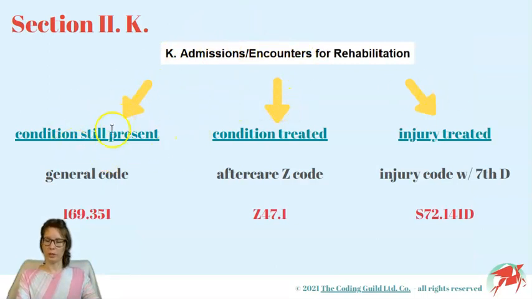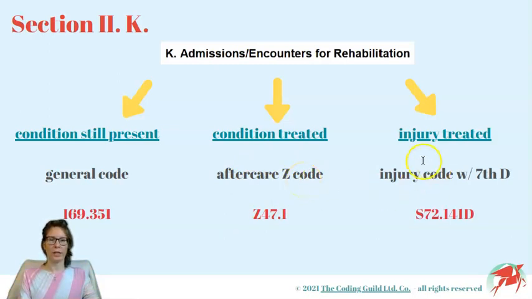If the patient is being rehabilitated for a condition that is still present and is probably not going to go away anytime soon, we are to use the normal ICD code for it, such as I69.351 for the hemiplegia following stroke affecting right dominant side. If the condition has been treated and it wasn't eligible for an injury code, then we are to use the aftercare Z codes. The guidelines example is Z47.1 for aftercare following joint replacement surgery for a patient who suffered from osteoarthritis. Osteoarthritis is not an injury, thus the aftercare Z code is used.